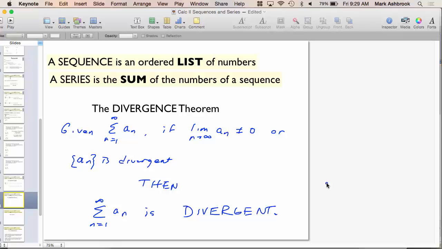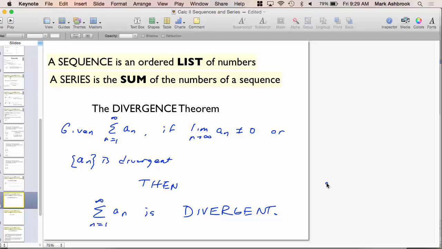If that sequence goes to something other than 0, just like the example we saw, then you're going to end up adding that value over and over and over again, infinitely many times. That can't possibly converge to a finite value. Or if the sequence is divergent in the first place, that series will never converge either.